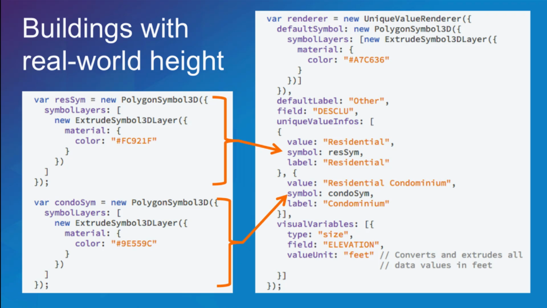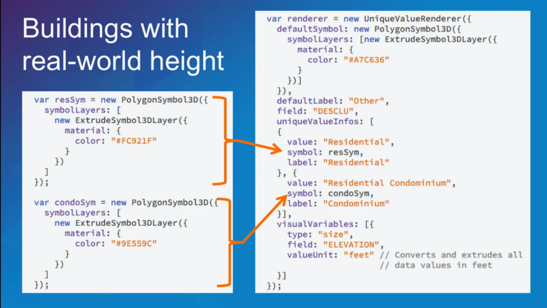Notice the field property, so that field name, which is not very descriptive, you can't really tell that that is talking about building type, but it is. That is what is driving the visualization. So when the value is residential, we're going to assign this res sim object to it to symbolize it, and similar with the condo, we set the different colors.